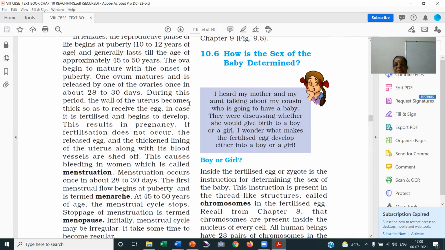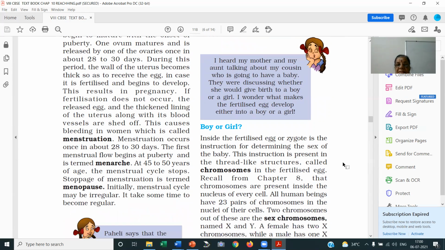The first menstrual flow begins at puberty and is termed menarche, right? At 45 to 50 years of age, the menstrual cycle stops. That stoppage of menstruation is termed menopause.